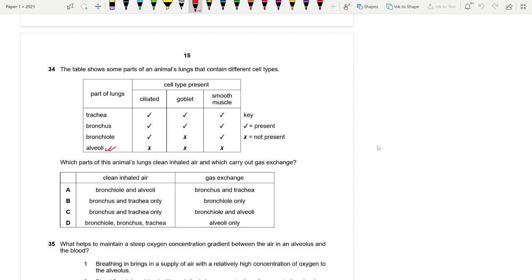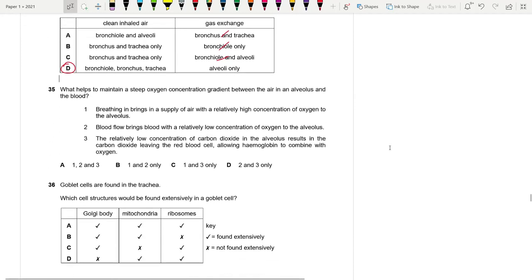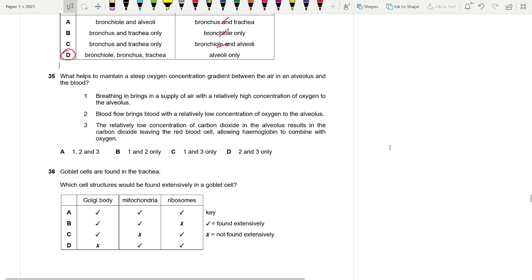And cleaning, who's in charge of cleaning? Basically any section that has cilia, for the sweeping action. Goblet cells help as well because they are sticky and help to trap dust and foreign particles. So for 34, the best answer should only be alveoli. So the answer should be D. Best answer 34D. What helps to maintain a steep oxygen concentration gradient between the air in an alveolus and the blood?